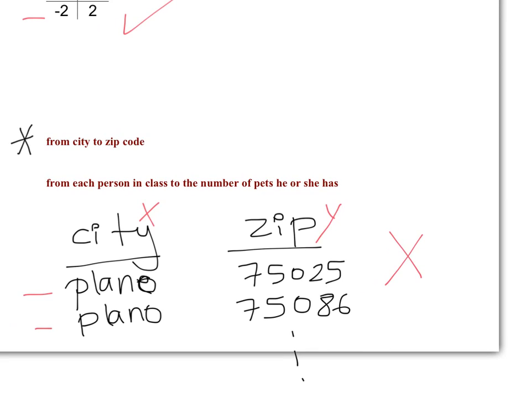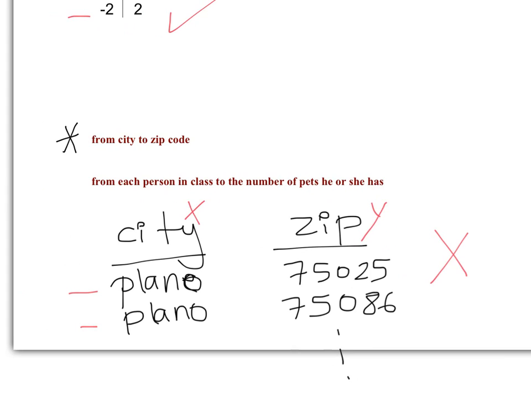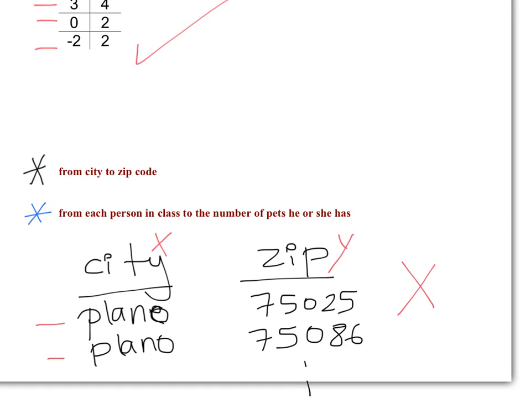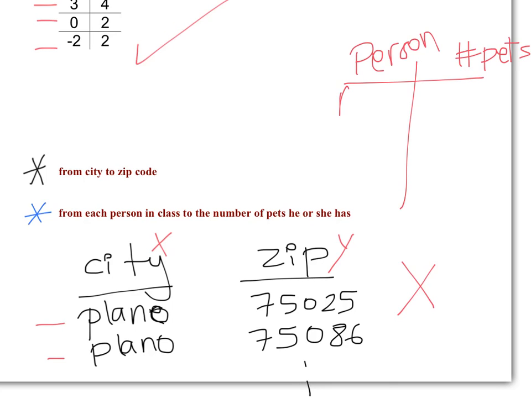Pause the video and think of the other one on your own. Now, I hope you tried. The next one is from each person in class to the number of pets he or she has. I'm going to also put it in table form since this is what we've learned so far. I can write person, and the number of pets they have. Let's say me, Miss Ayubi. I have 2 cats, so I have 2.